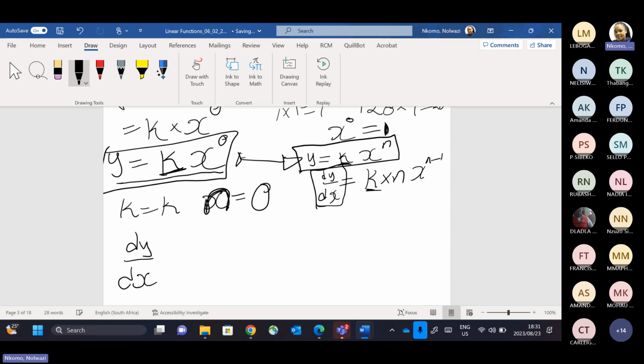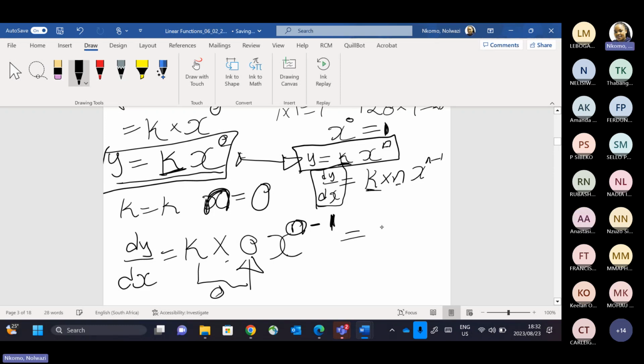So where there is k here, we can write our k. So we have k times our n, which is 0. So where there is n here, we put 0. So we have k times 0, x to the power n, which is 0, minus 1, right? What is 0 times any number? 0 times any number is 0. Either we say 0 times k, we get 0. Then 0 times this will give us 0, right?